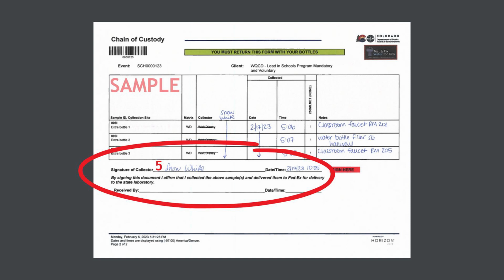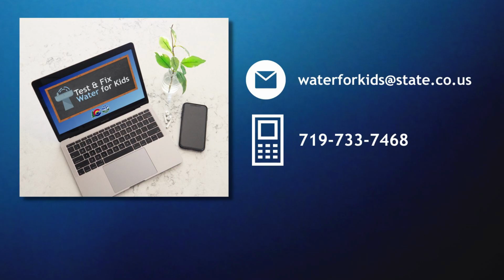If you're going through and sampling and you realize that you forgot a location, please email us. We will manually generate an extra bottle order for you. The lab will not accept new sample location changes on the chain of custody that are not on your sampling plan. If you have any more questions regarding sampling locations, procedures, the timeline, or need any other help or technical assistance, please reach out to us at our email address or call our technical assistance hotline.